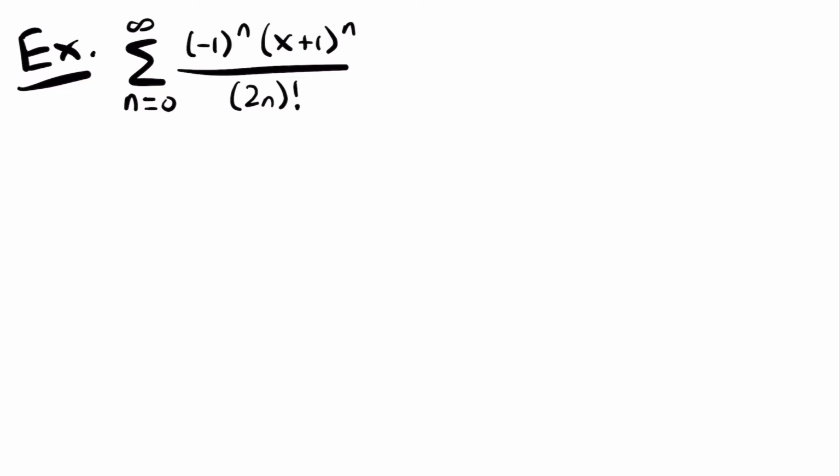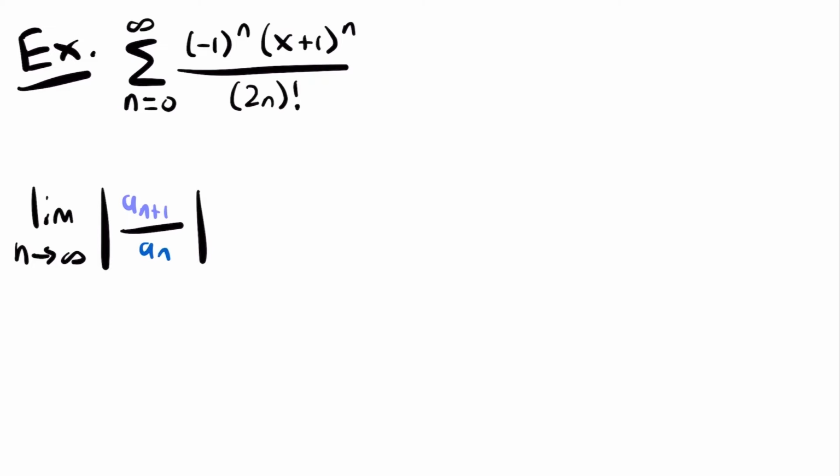Okay, and so now, in order to find the interval of convergence for this power series, we want to use the ratio test. So we need to take the limit as n approaches infinity of the absolute value of a sub n plus 1 divided by a sub n.